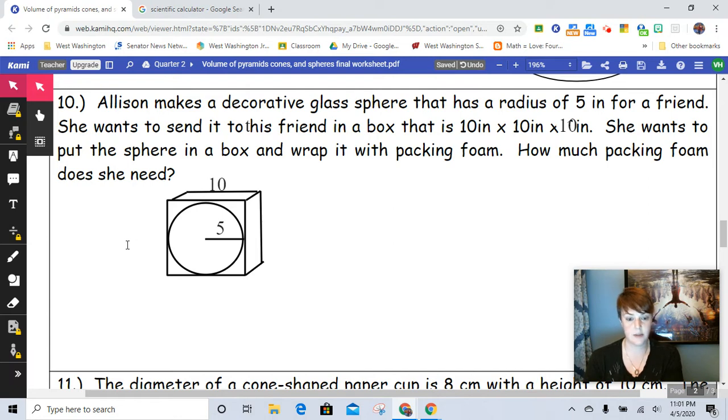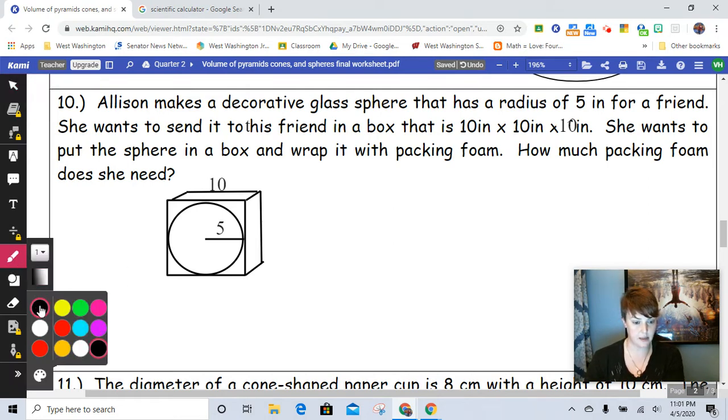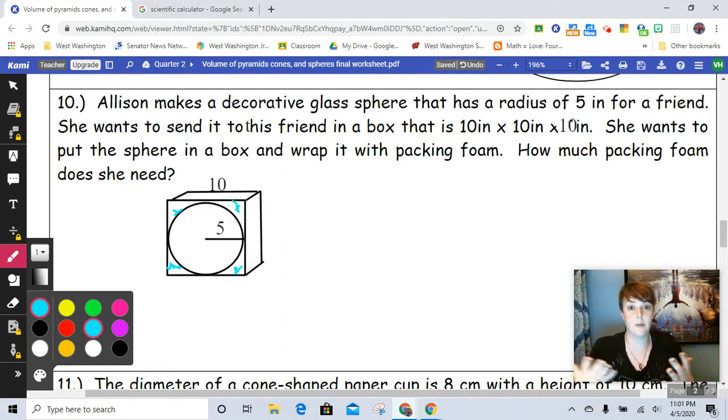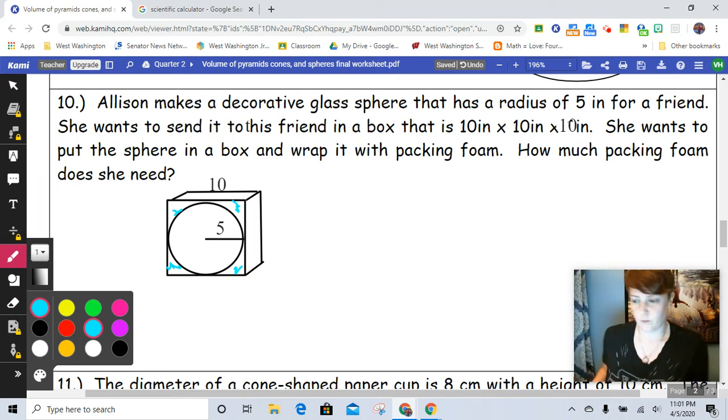And so she wants to put the sphere in a box and wrap it up with packing foam. So that means that she's going to take those packing peanuts and stuff them in all of these little crevices that aren't the ball. All that empty space that the Amazon workers can kick around and damage her beautiful glass sphere. I'm kidding. Amazon's wonderful.